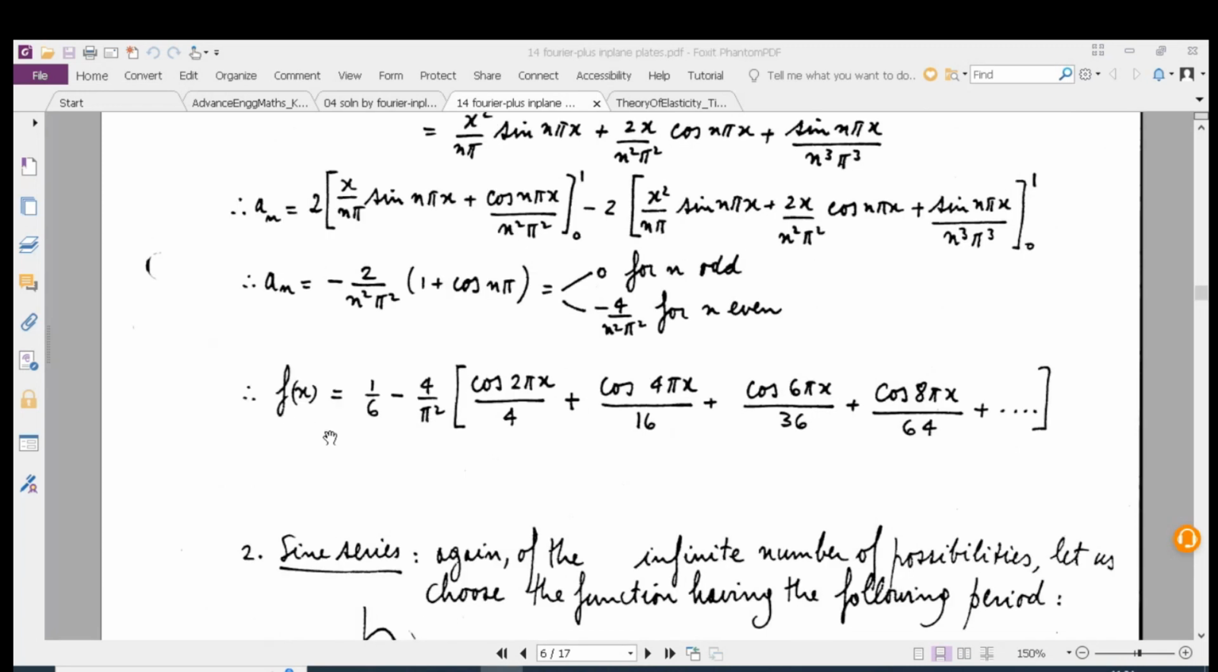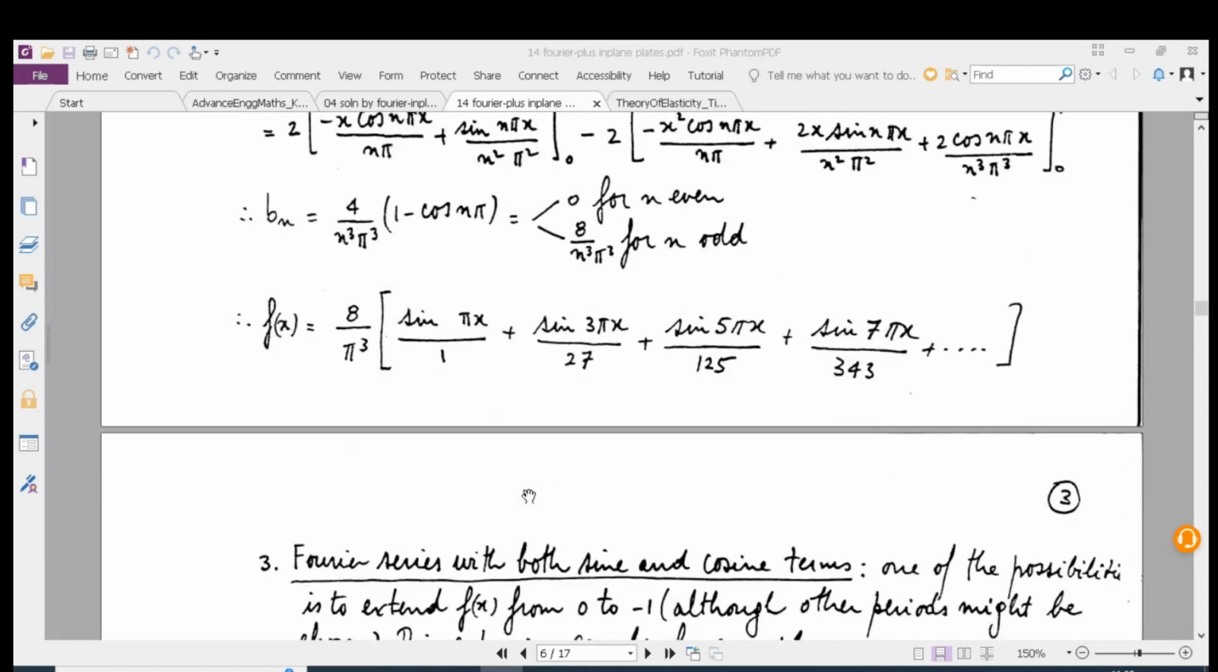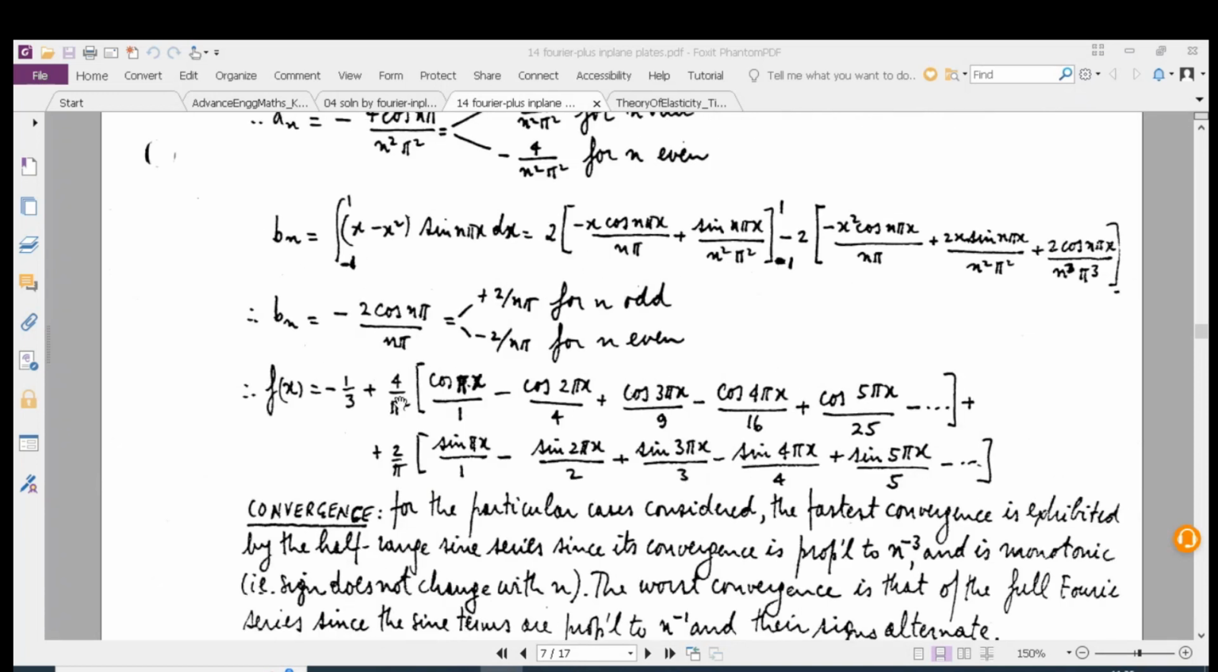In the case of this first cosine series, we see that these terms are reducing by the power n power 2. We have this term getting divided by 2 power 2, then 4 power 2, then 6 power 2, and so on and so forth. In the case of sine series, we see that we have these terms getting divided by n power 3, i.e. 1 power 3, 3 power 3, 5 power 3, and so on and so forth. In the case of the third Fourier series, we see that it is getting divided simply by n power 1.